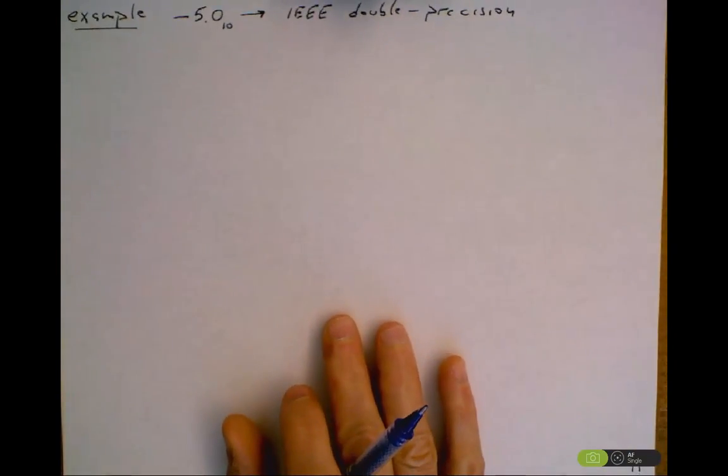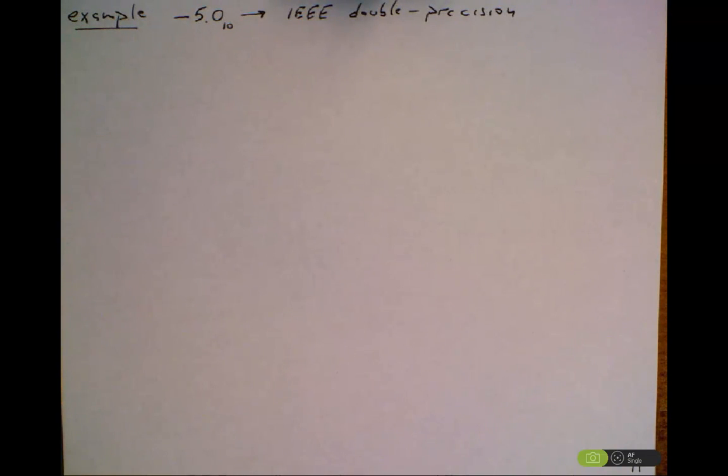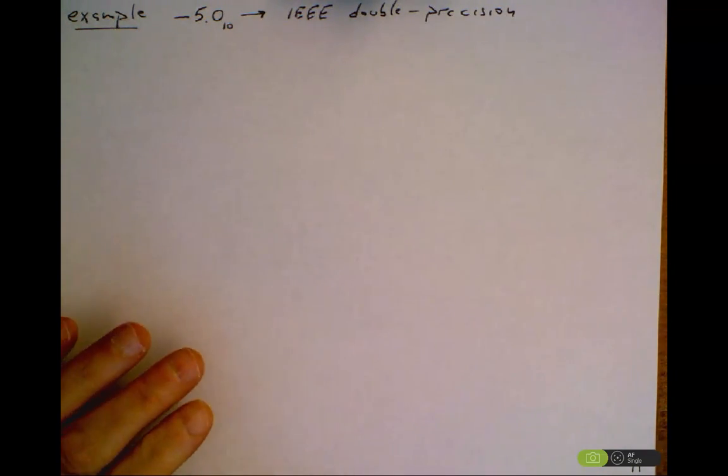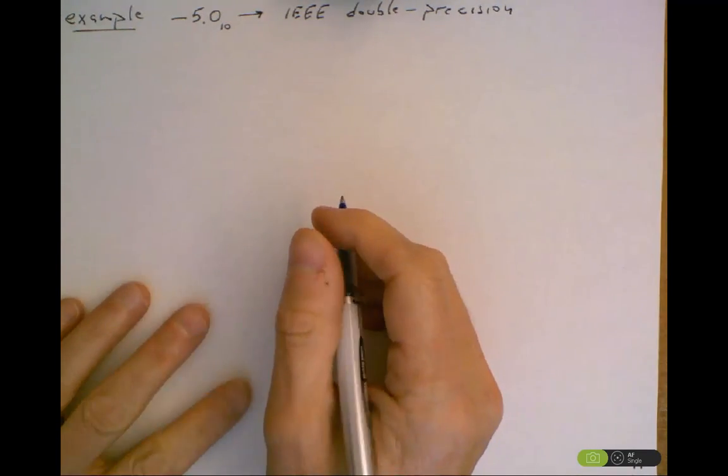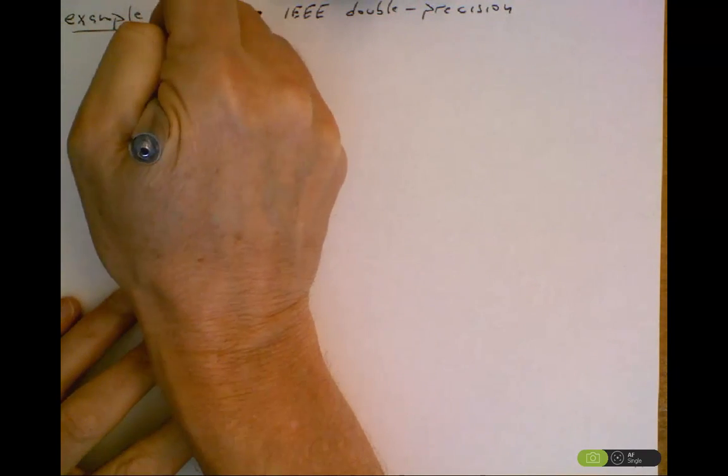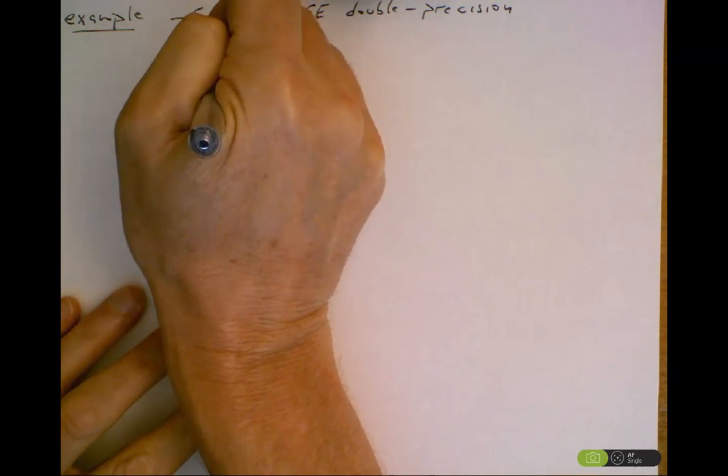Let's do one with double precision. What if I wanted to represent -5 in double precision? How are we going to do that? Well, we know the sign is going to be 1 bit.